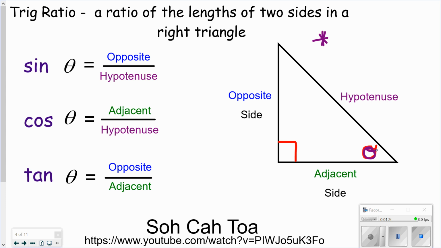Now, depending on where theta is, you are going to have an opposite side, an adjacent side, and then a hypotenuse, which we've all been working with in the past. So the opposite side is the side of the triangle that is opposite to where theta is located. The adjacent side would be the side touching theta.